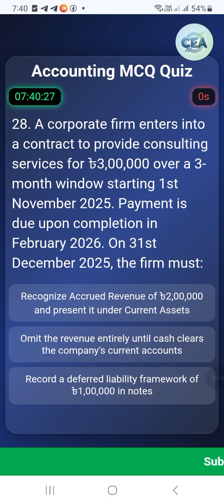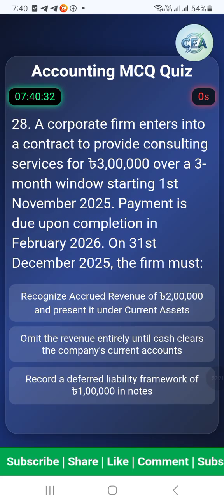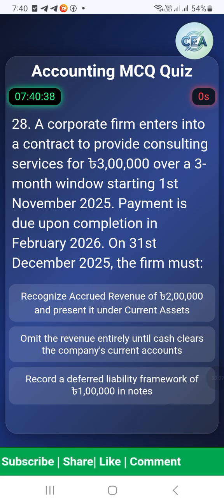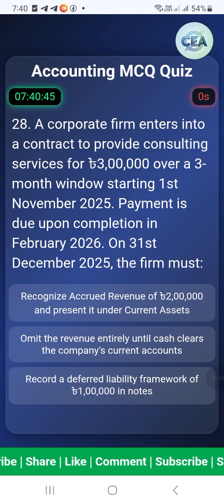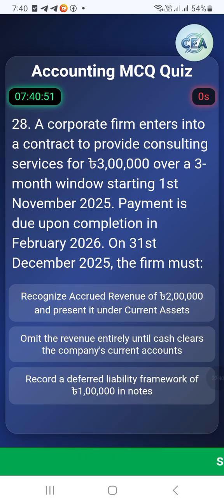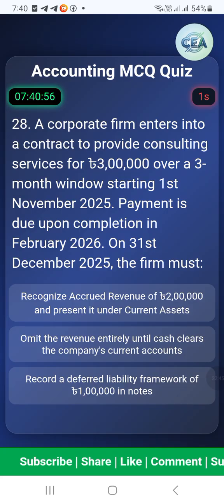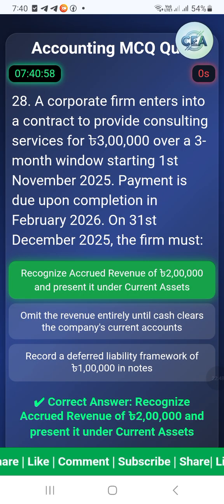On the 31st of December 2025, the firm must: Option 1. Recognize accrued revenue of 200,000 takas and present it under current assets. Option 2. Omit the revenue entirely until cash clears the company's current accounts. Option 3. Record a deferred liability framework of 100,000 takas in notes. Correct answer is recognize accrued revenue of 200,000 takas and present it under current assets.